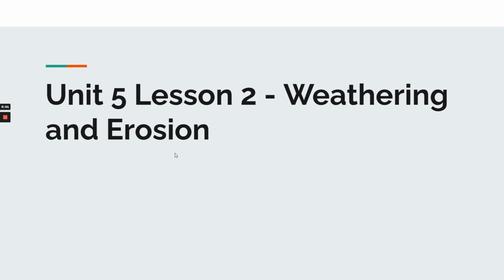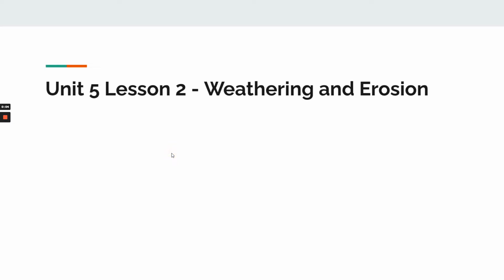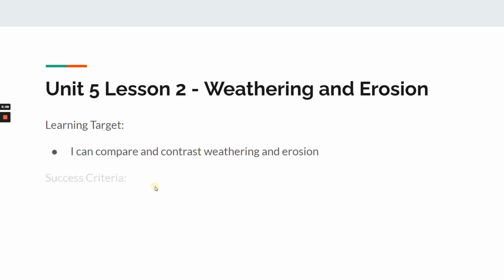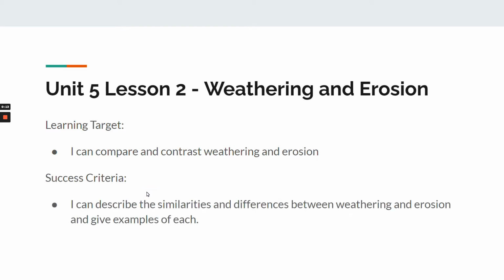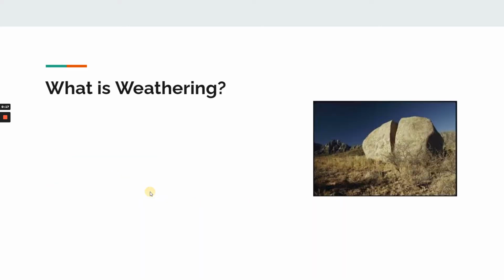This is Unit 5, Lesson 2, Weathering and Erosion. Our learning target: I can compare and contrast weathering and erosion. Our success criteria: I can describe the similarities and differences between weathering and erosion and give examples of each.